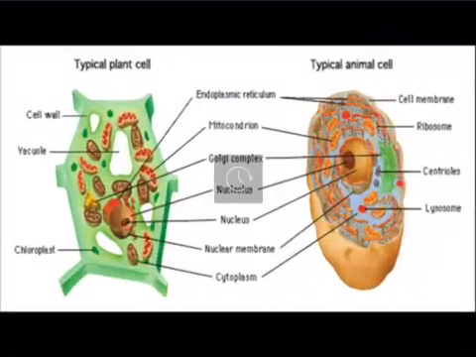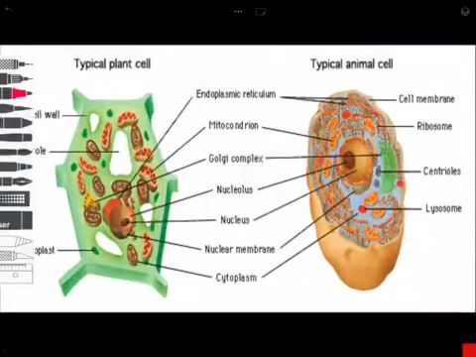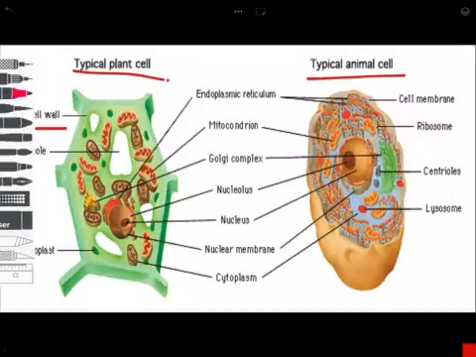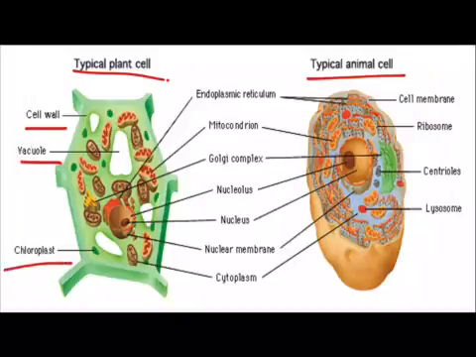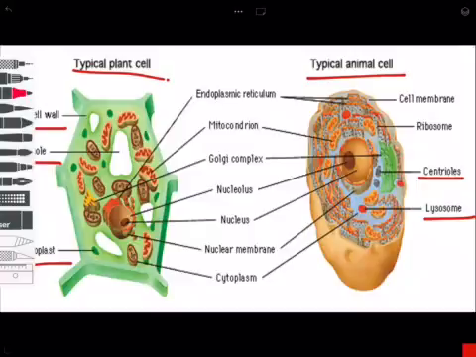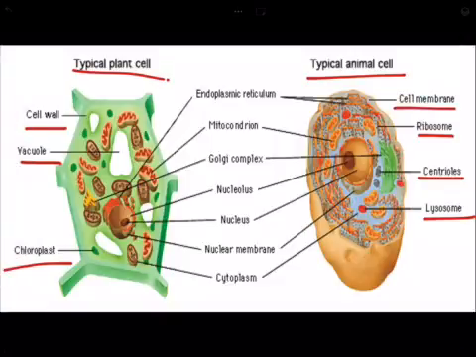And here, we can compare and contrast two eukaryote cells, an animal cell on the right and a plant cell on the left. Structures that are unique to a plant cell are a cell wall, a vacuole, and a chloroplast. On the right, structures that are unique to an animal cell are centrioles and lysosomes. Structures that both have are ribosomes, cell membrane, cytoplasm, and a nuclear membrane.